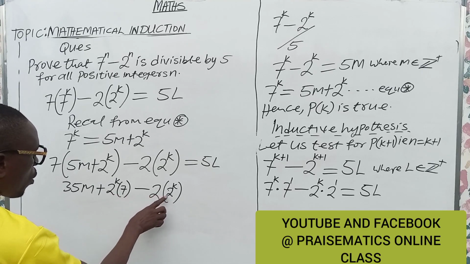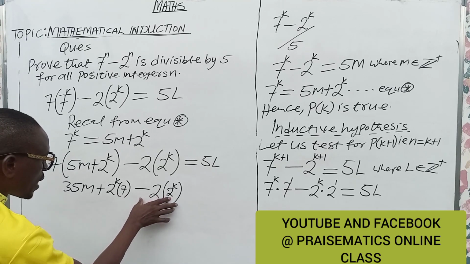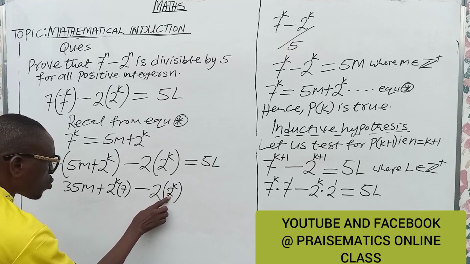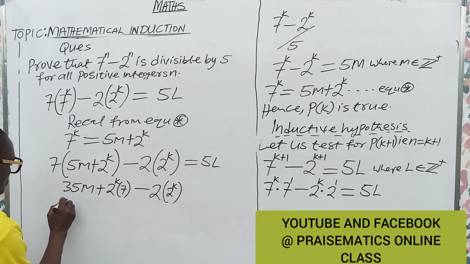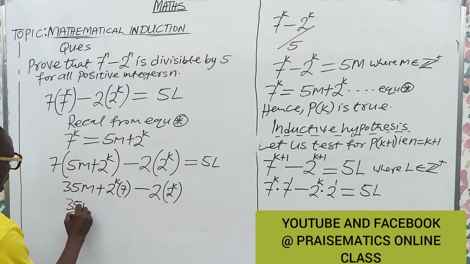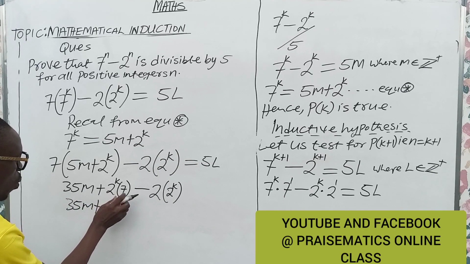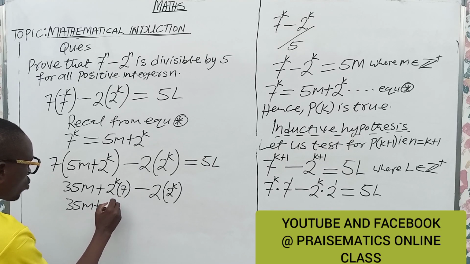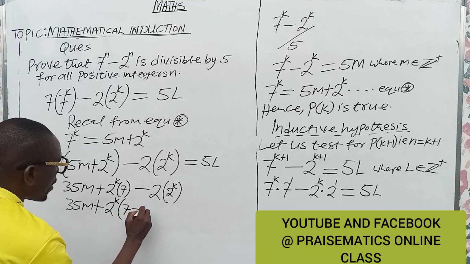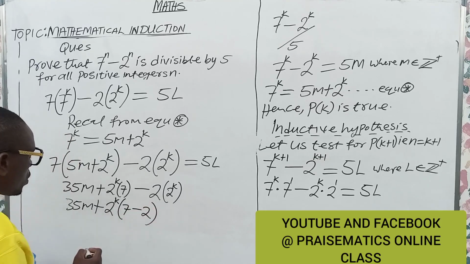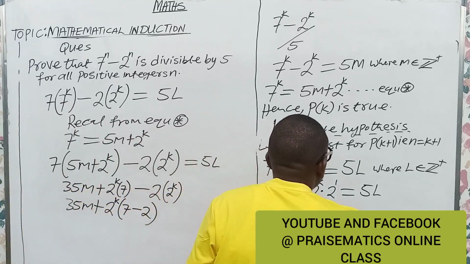They have things in common. Look at this. This place and this place have things in common. They have this one in common. What will I do? We factor it out. We have that 35m plus, factor what they have in common. They have 2 raised to power k in common, which is now 7 minus 2. Close it.